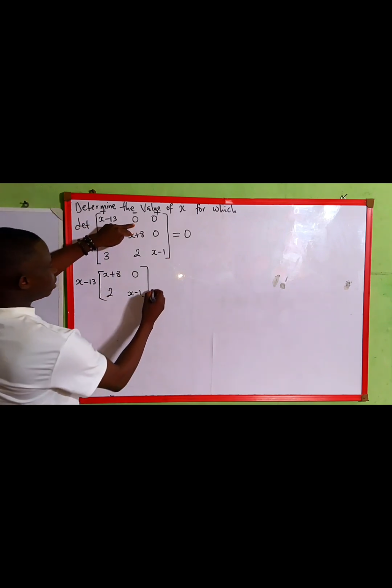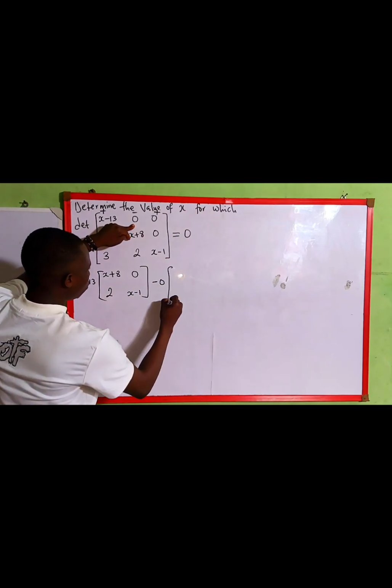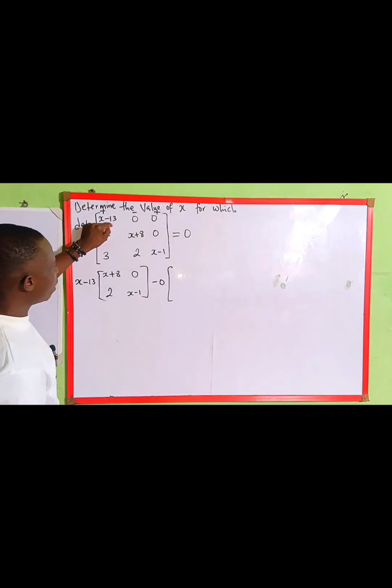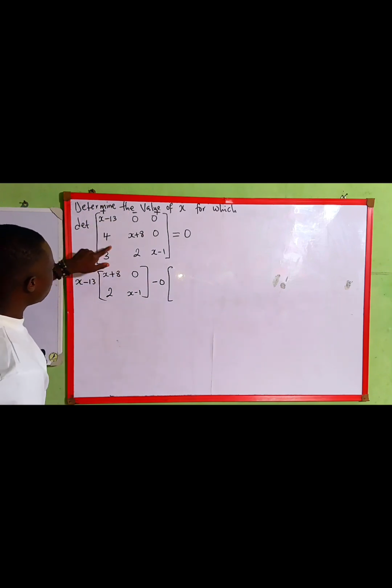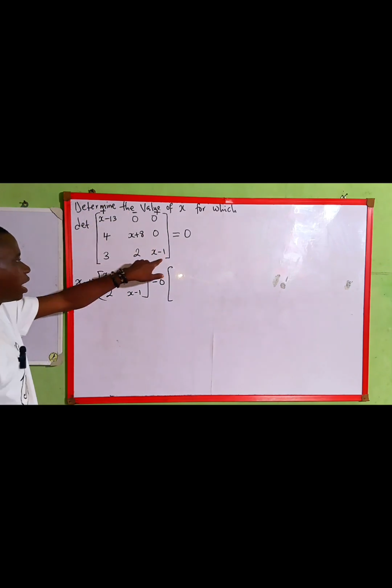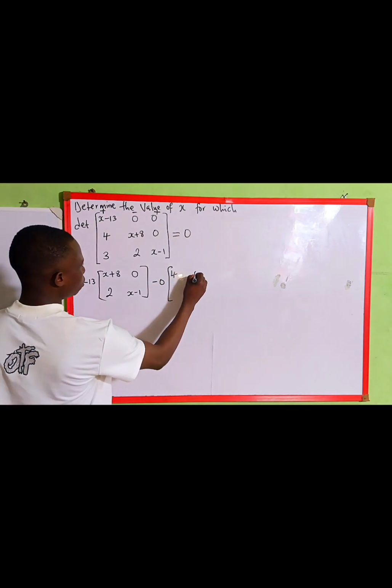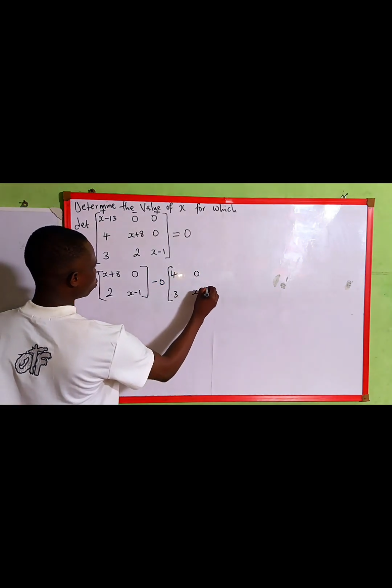So the next element is what? Negative 0. Then we open a bracket again. We cover the row of negative 0, then we cover the column of this 0. So we are left with what? 4, 0, 3, x minus 1. So 4, 0, 3, x minus 1.